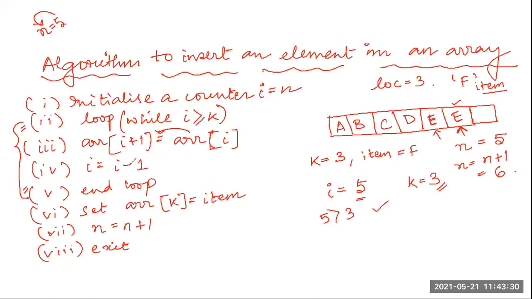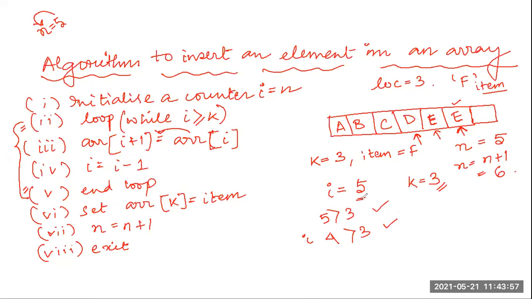Now we will increment my number of elements. Now my counter will be 1 less. Now my counter is 4. Since this is my 5th item, when I equals 4, I will point at this. Now again we will check: 4 is greater than 3? Yes, it is true. 4 is greater than 3.